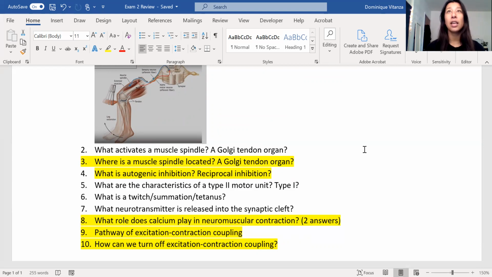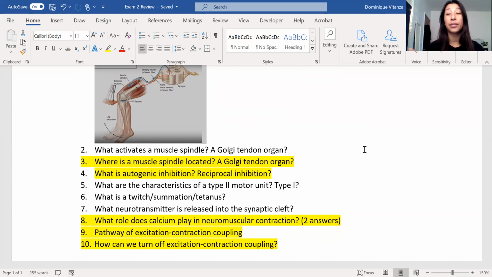And I'm going to give you a little hint because some people get a little confused by this. A muscle spindle is equivalent to an intrafusal fiber. A muscle spindle is the same thing as an intrafusal fiber. They mean the same thing. They can be used synonymously. So think about where that muscle spindle is located and where the Golgi tendon organ is located. And again, how is that relevant to what they are activated by or what they detect?